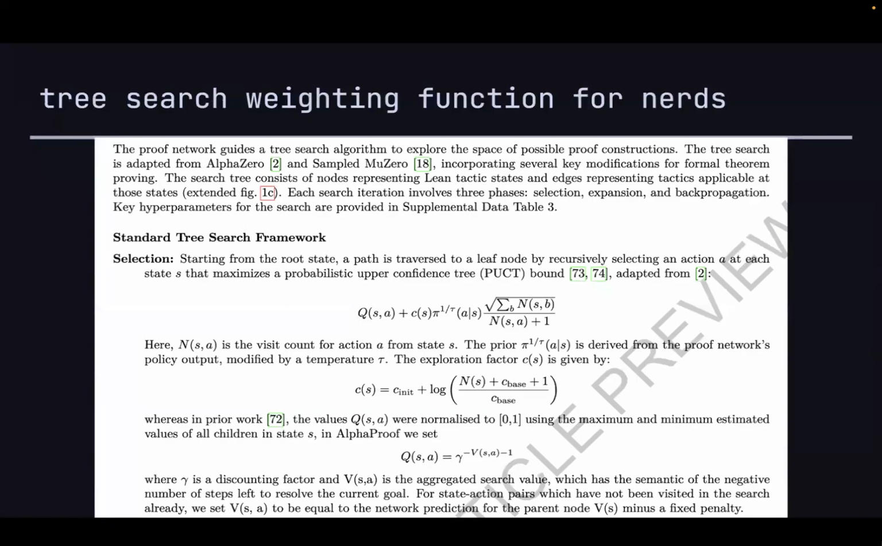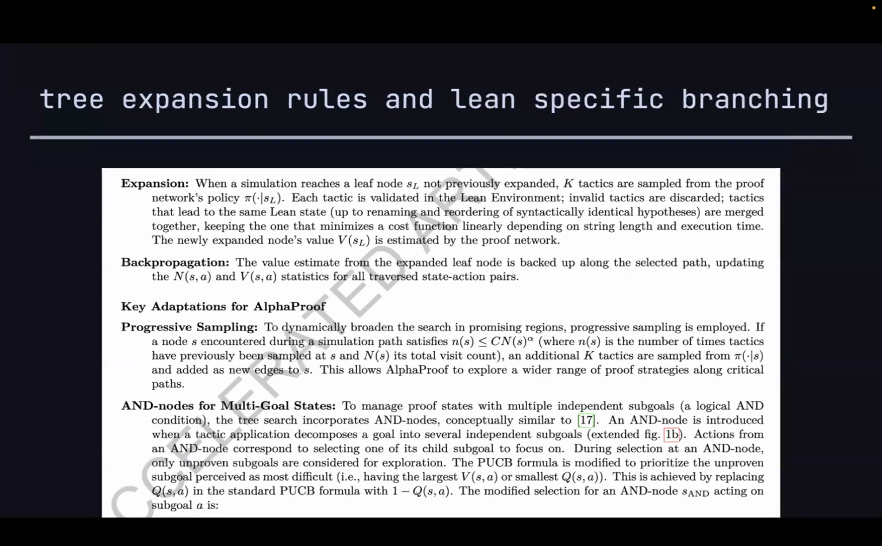And then here are some details for how they did the weighting. It's a modified version of the MCTS function that they used for AlphaGo. And here are some specifics for how the information is progressed. In addition to only handling the sampling process within the tree expansion, they also do this thing called progressive sampling. And this is interesting. So they actually handle the case where, how do I say this?